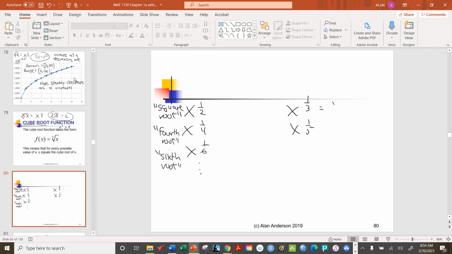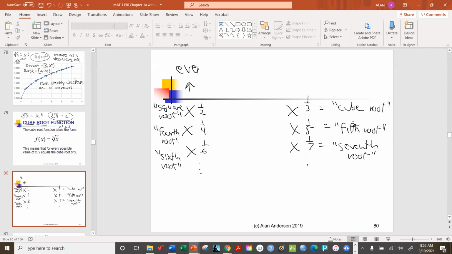Over here, we have the cube root. This one is the fifth root. And of course, you know what's coming next, the seventh root. These are collectively known as the even roots for obvious reasons, because these are all even numbers. And up here we have the odd roots.